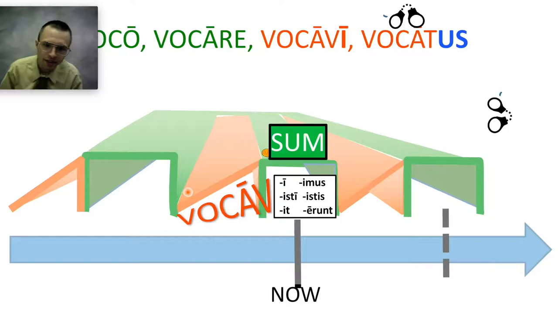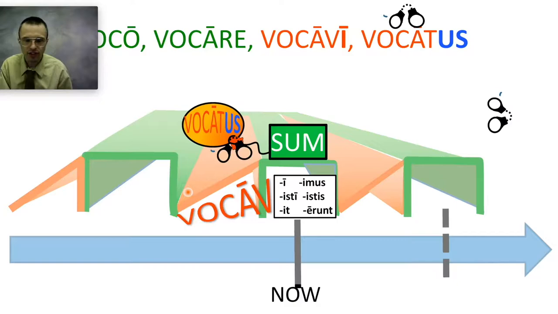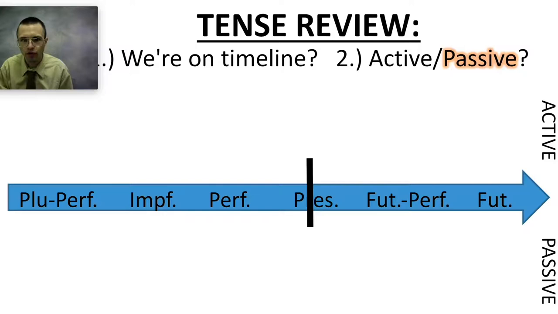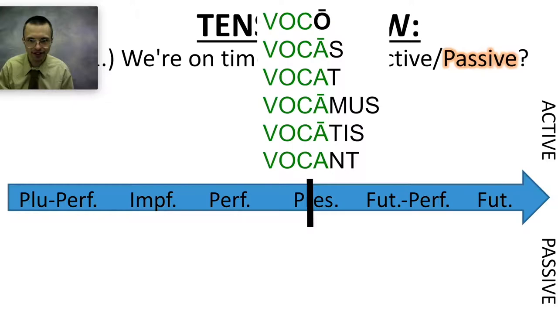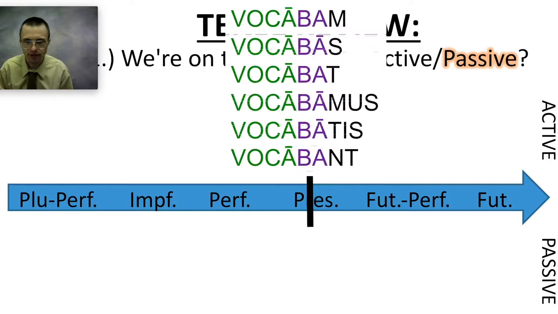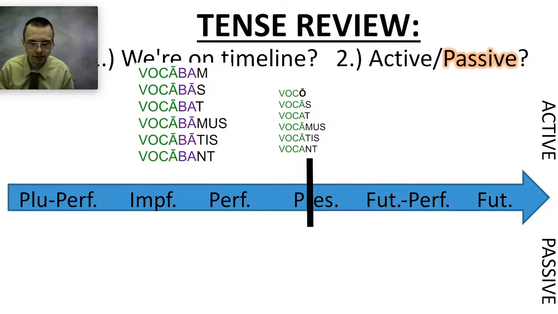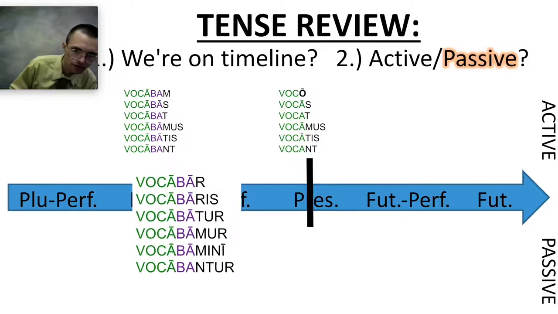All right, let's go through the paradigms now. Let's do all the possibilities. Remember that active is vocavi, vocavisti, vocavit, vocavimus, vocavistis, vocaverunt, and passive is vocatus sum, es, est, sumus, estis, sunt. All righty. So, you tell me, what tense is this, and what voice is it? Well, hopefully you recognize that this is just your boring old vanilla present active. Voco, vocas, vocat. Vocabam, vocabas. I was calling. Vocabar, vocabaris. I was being called. Vocavi, vocavisti. I called. Perfect.